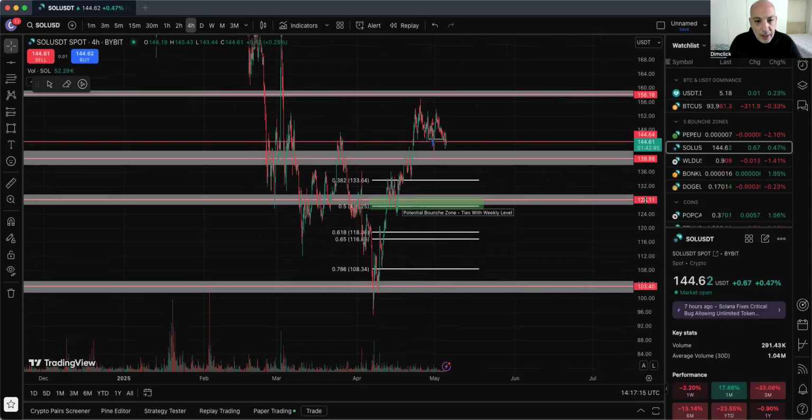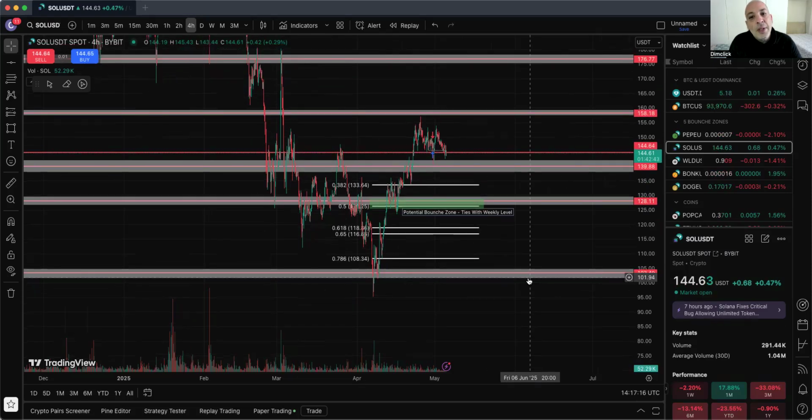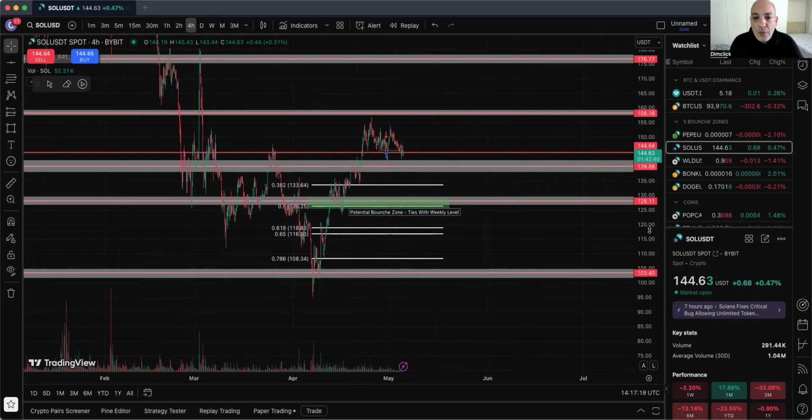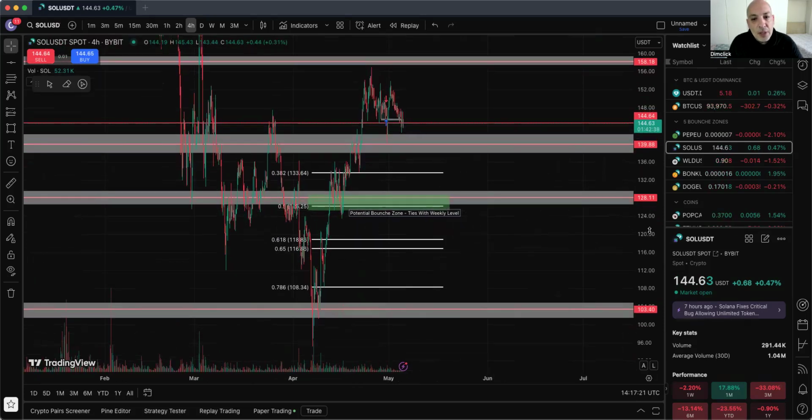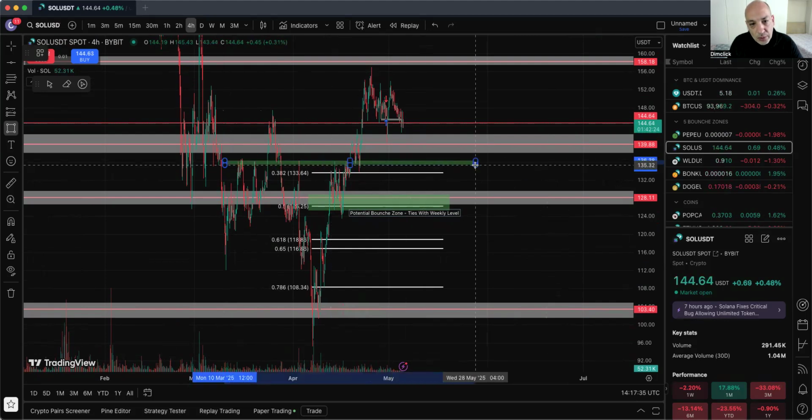Okay, and here is Solana. Solana, for me, there are two potential bounces. The first one is around 133. It could be because you see all these wicks. It could be also this zone. Okay.